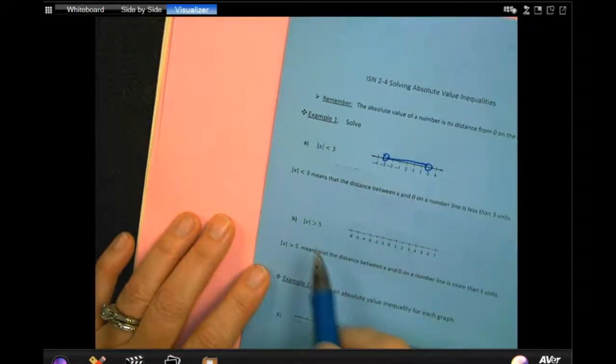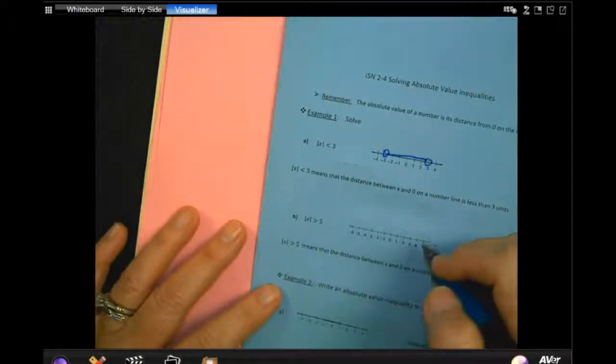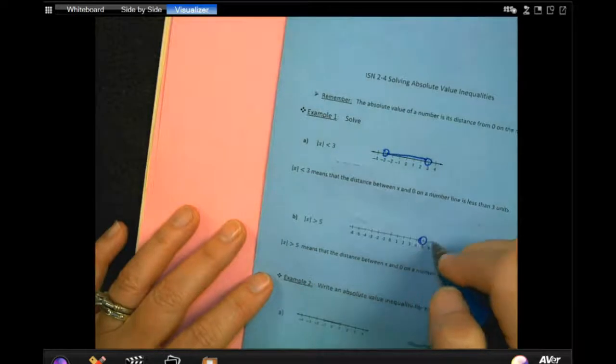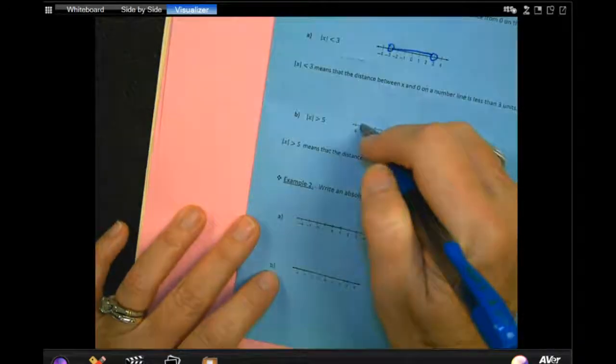So this time it's greater, so it's going to graph which way? Out. So I'm going to put an open circle on 5, and that's going to go out. And where does the other circle go? -5. And it goes that way.